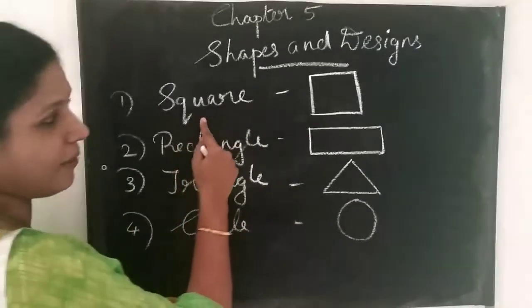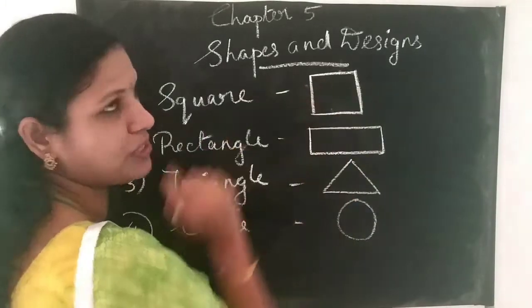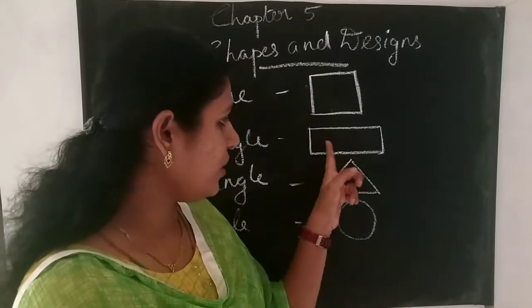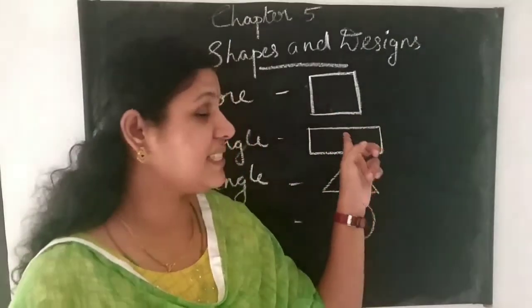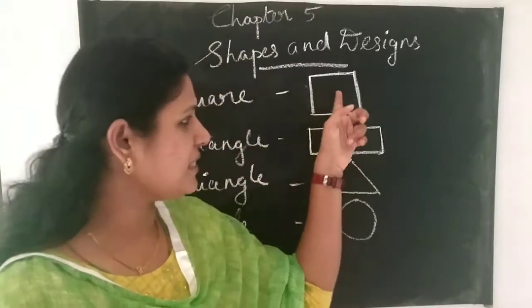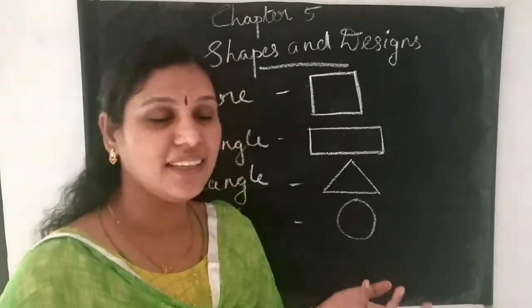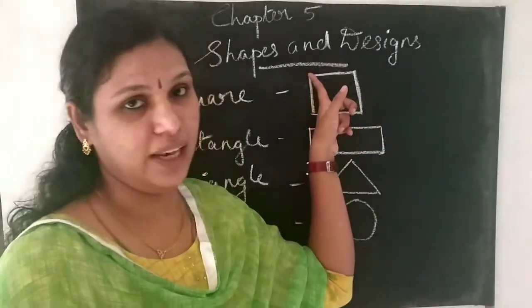First is a square. Square is this one. It has 1, 2, 3, 4 sides. Rectangle, here also 1, 2, 3, 4 sides. In square and rectangle, it has 4 sides. Then what is the difference between the square and the rectangle? In square, all the sides are equal.